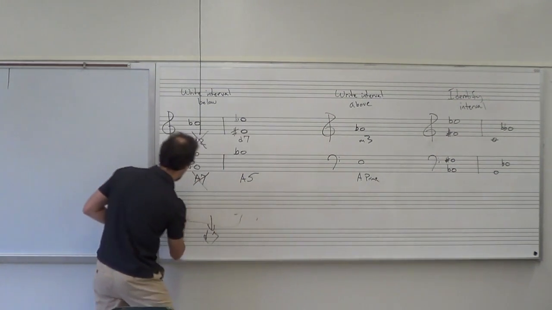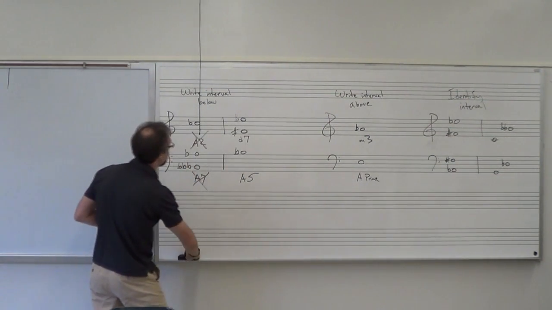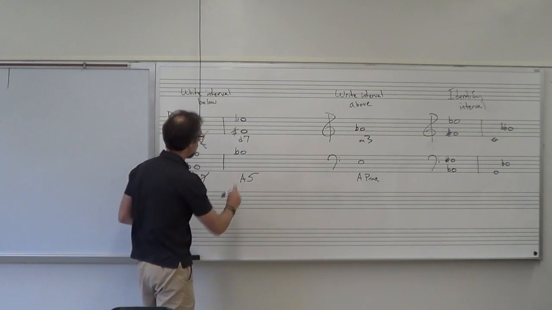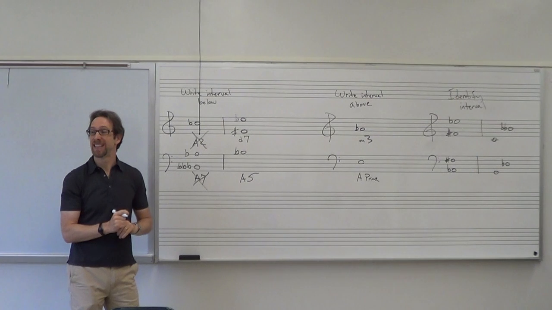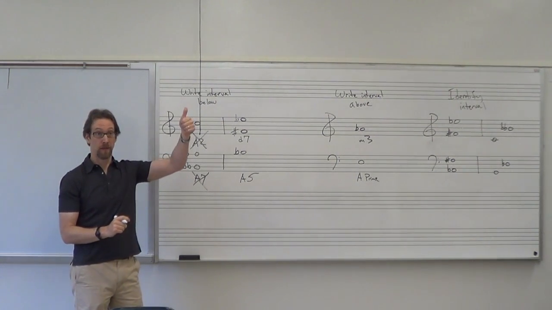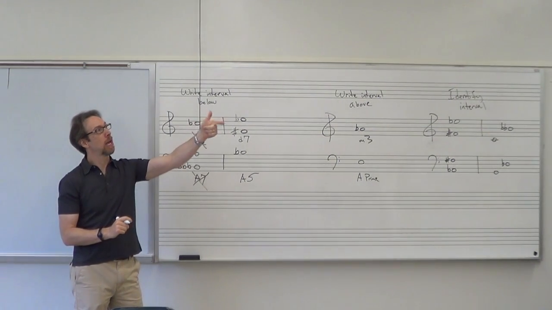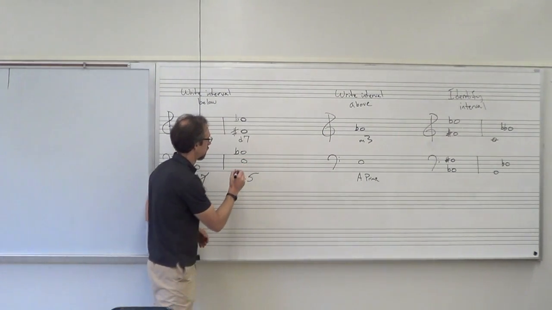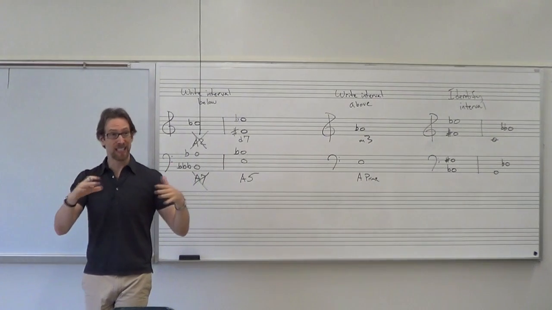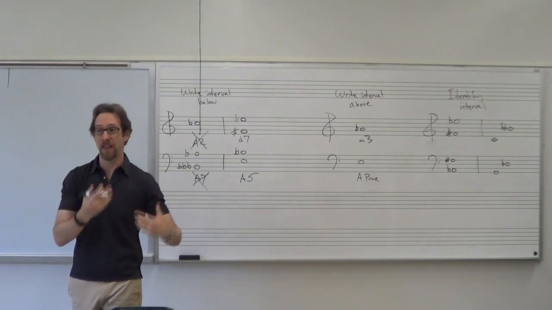All right, let's look at one more here in terms of writing an interval below. Here we have a B flat, and we're asking for an augmented fifth. So first the letter B, A, G, F, E. So I write in the E. And again, if you're doing this step by step, you'll find that things go faster and faster.